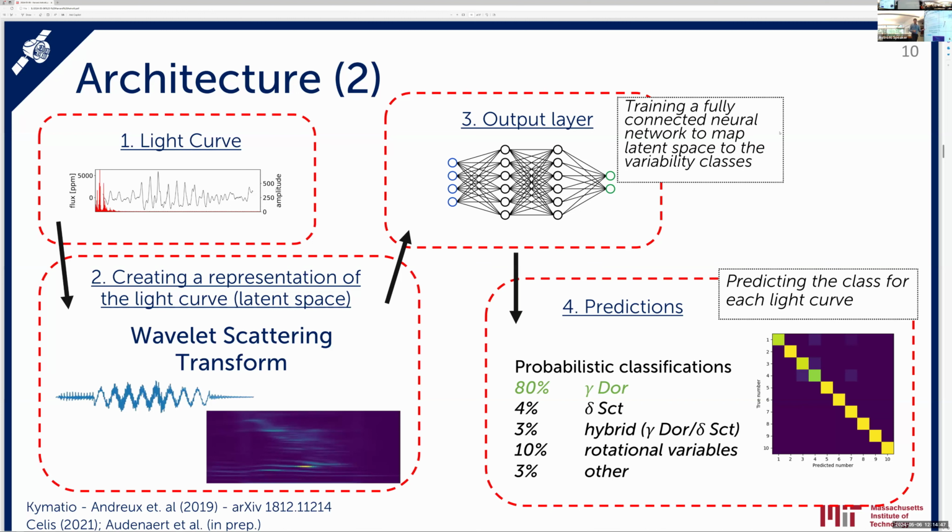And therefore, this architecture is quite nice if we have a new type of variable stars that we want to look for. We don't want to spend too much computational resources, and this is one of the nice ones we can use for that as well.